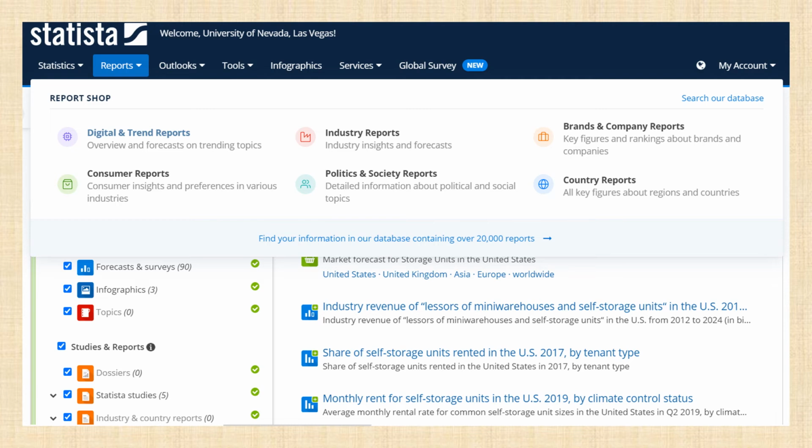Okay, and so I was looking for some information on self-storage units. And this is, of course, what you would get to. You'll notice that there are 90 forecasts and surveys. There are 3 infographics. There are 5 Statista studies, and you go up and down, and there's a bunch of information here about this particular industry, and in some cases also consumers.